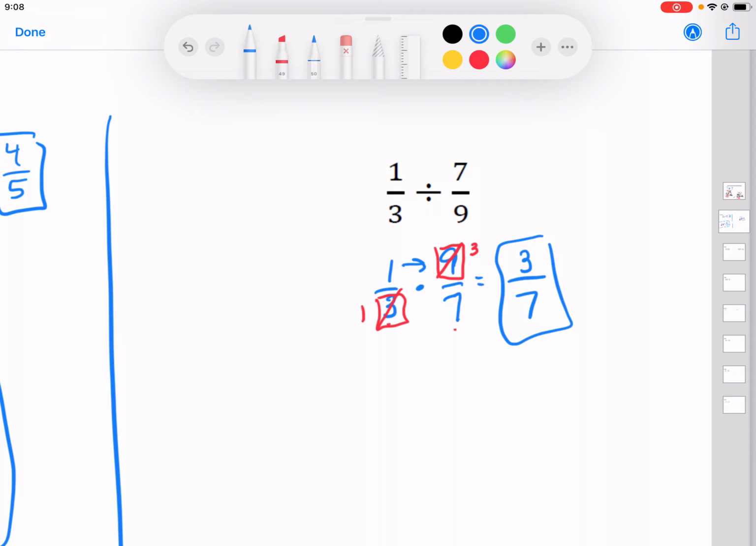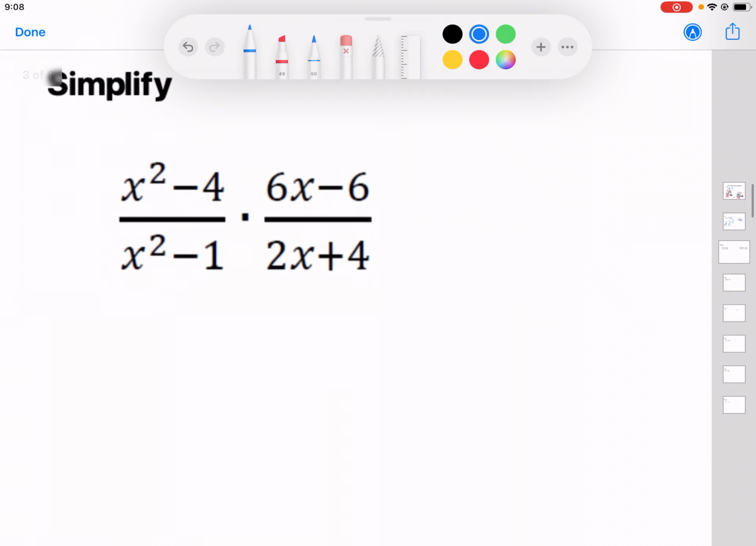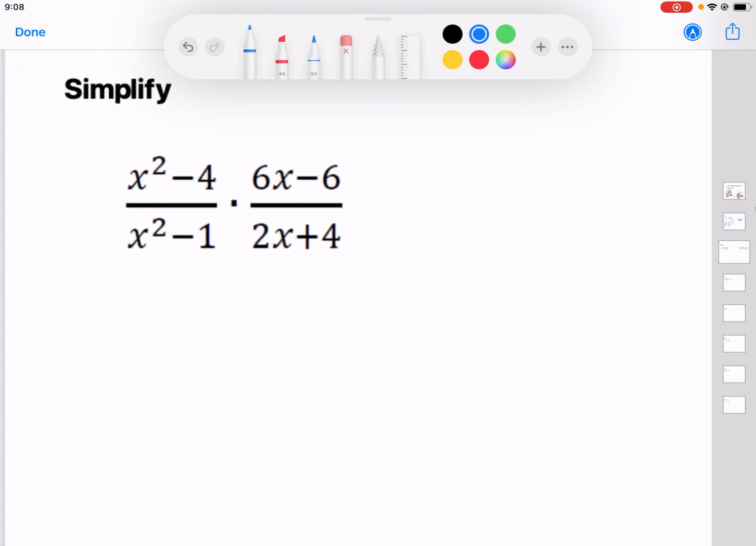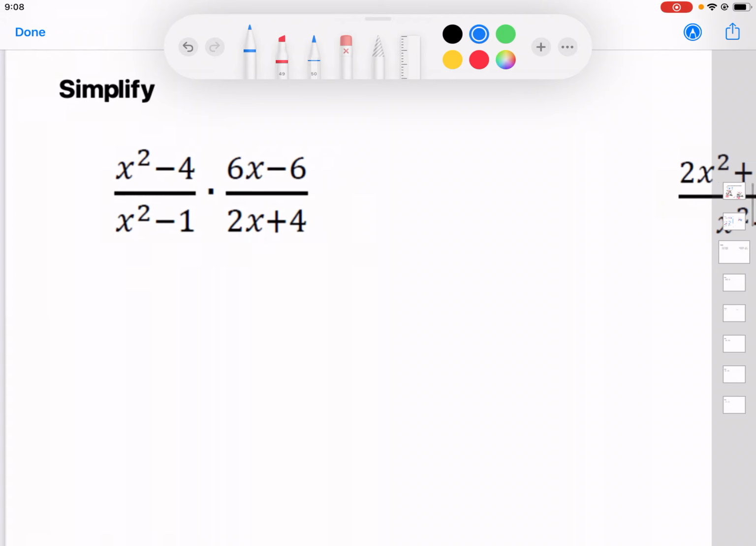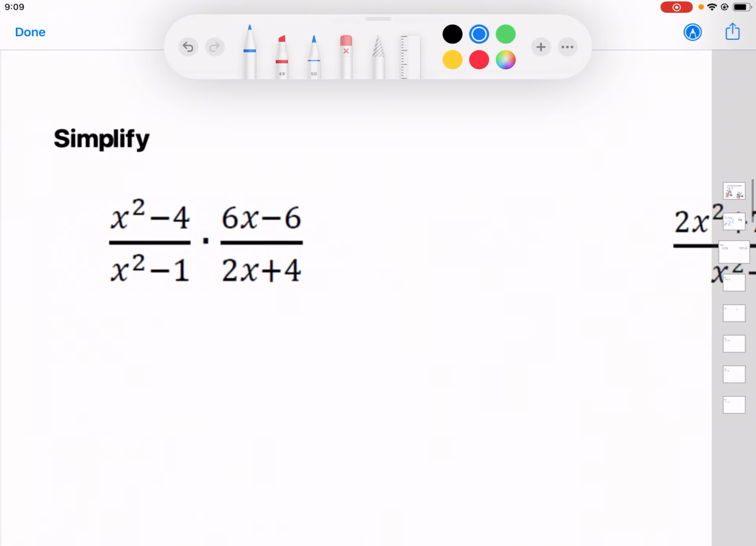So let's see how this works with rational functions. So let's start with this one. We're simplifying this one. Notice I'm not going to have us do excluded values. We're just going to simplify. So the reason I showed you that other method, what we're going to do is find common factors first, which means we need to factor first.